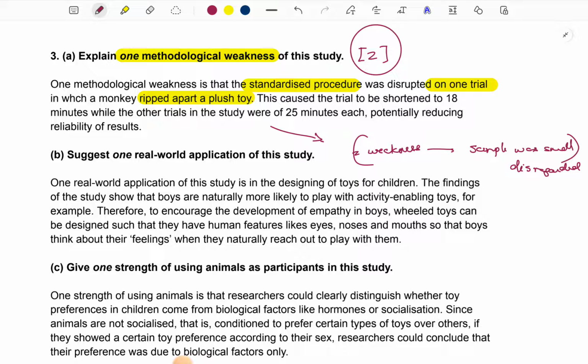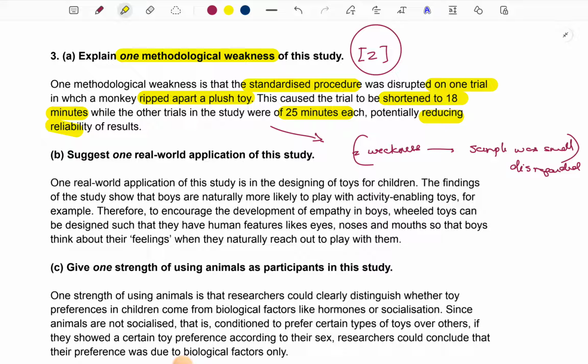I've explained the PEEL format in many videos. Today I don't intend to go into it, but everywhere that is what we follow. Now coming back to the answer, there is a standardized procedure. There is a disruption of the standardized procedure. The monkey ripped apart the toy. Because of that, what happened? One of the trials got shortened to 18 minutes, whereas all the other trials were 25 minutes. So that could reduce the reliability of results because of the uneven duration of trials. So we just need to explain that. Actually, the explanation is simple. The thing is about how deeply you have processed what you have read in the lesson.